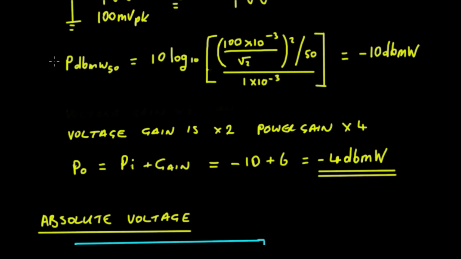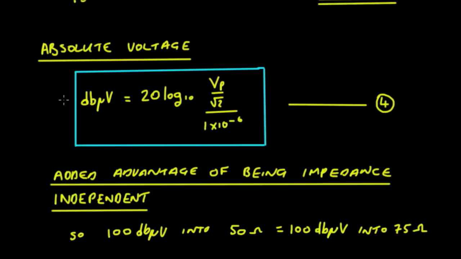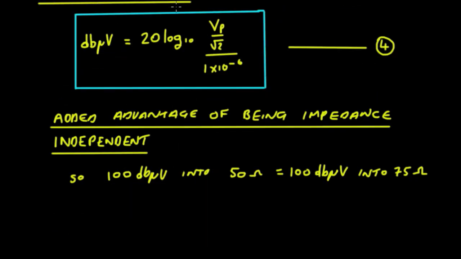So let's have a look. It means then that the output power is going to be the input power plus the gain. So the input power, an actual value in terms of watts, is going to be minus 10, and the gain is going to be plus 6, so it's going to give us minus 4 dB watts.